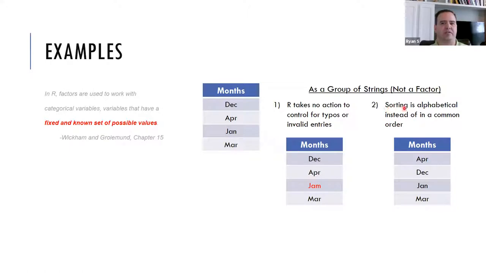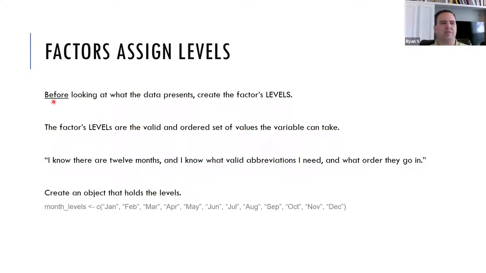Similarly, sorting is always alphabetical instead of in a common or a well-known order. Okay? So if you were to sort these while they are still strings, it's going to come out in this order: APR, DEC, JAN, and MAR. But the point of factors is to be able to convert a list like this, that R sees as just a bunch of strings, to convert it into something more meaningful, in our case, like abbreviations for months. Yeah? All right.